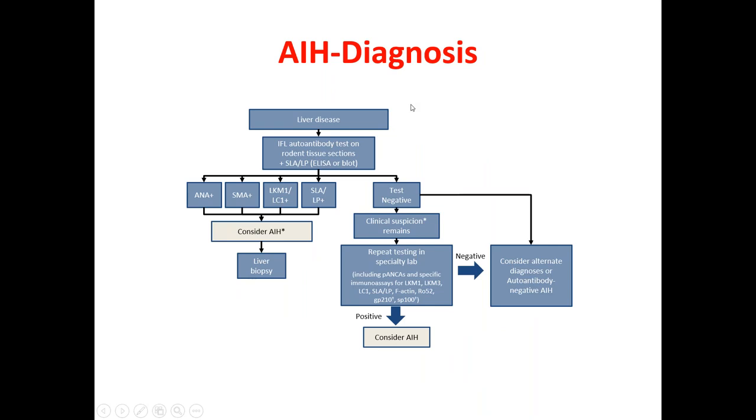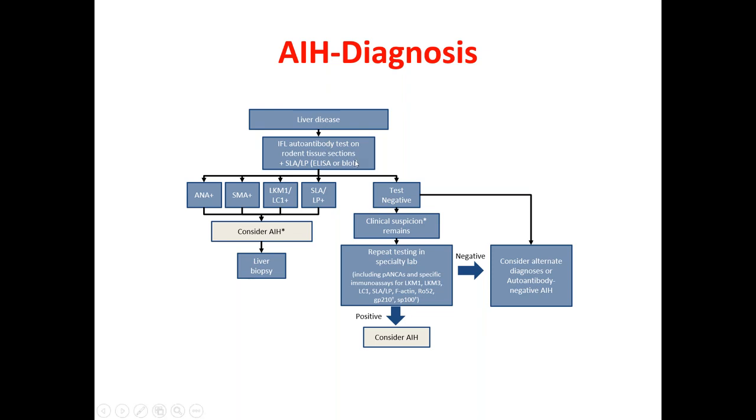Now, how will you diagnose autoimmune hepatitis? First of all, a person will come with a history of intermittent jaundice or raised liver enzymes, or he may come with a history of cirrhosis. First, we rule out the most common causes, chronic hepatitis and viral hepatitis. Once these are ruled out, we look for autoimmune hepatitis.